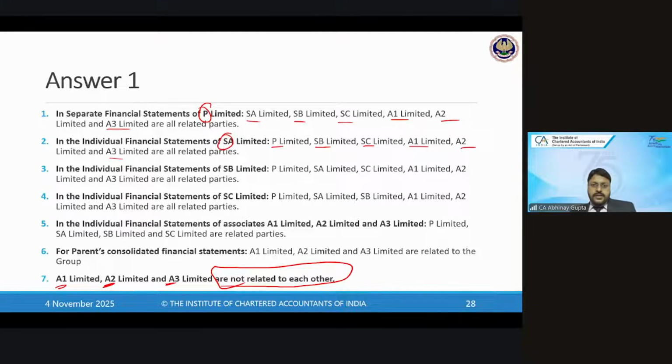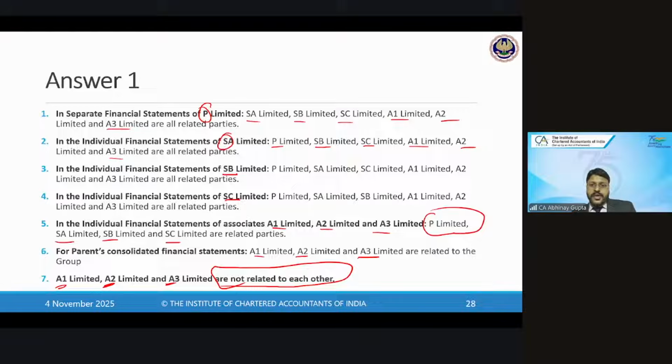Then similarly for SB, the same thing, and SC, the same thing, because SA, SB and SC are no different from each other. They are all fellow subsidiaries. Then for A1, A2 and A3, only P, the parent, is related and the subsidiaries SA, SB and SC are related. But the associates A1, A2 and A3 are not related to each other.